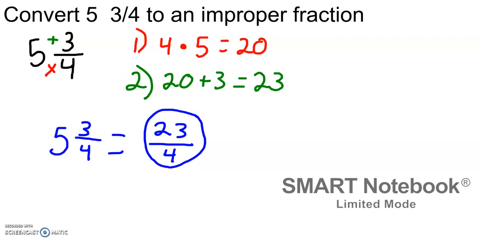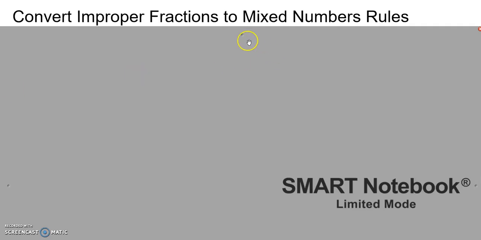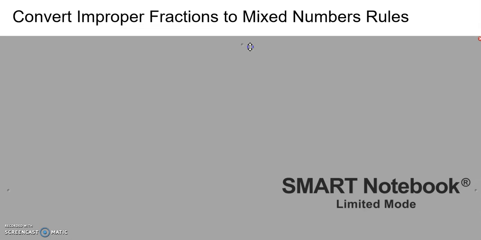So I'm at the end, I calculated everything I need to calculate. Now I want to simplify. Well, there is a set of rules for that as well. So here we have how to convert improper fractions to mixed numbers.